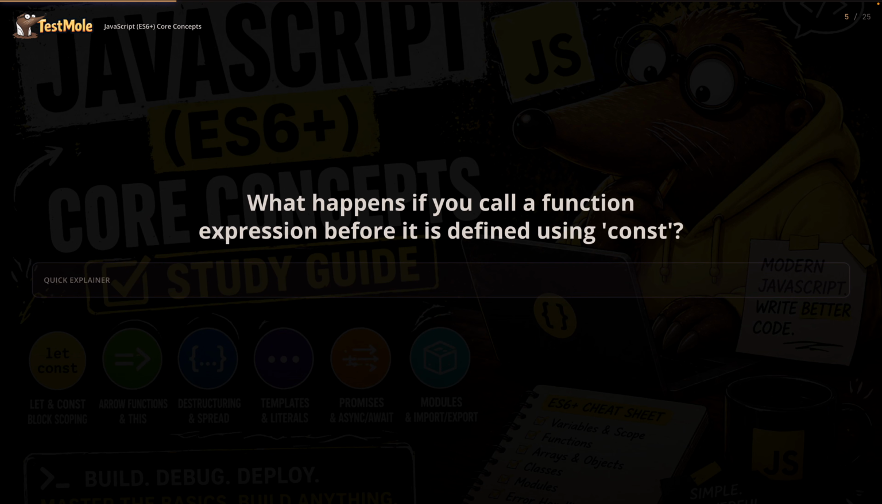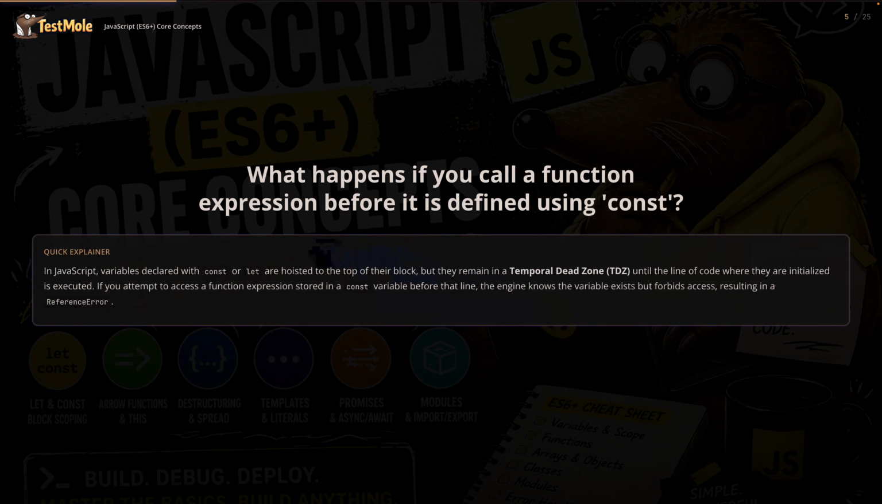What happens if you call a function expression before it is defined using const? In JavaScript, variables declared with const or let are hoisted to the top of their block, but they remain in a temporal dead zone (TDZ) until the line of code where they are initialized is executed. If you attempt to access a function expression stored in a const variable before that line, the engine knows the variable exists but forbids access, resulting in a reference error.